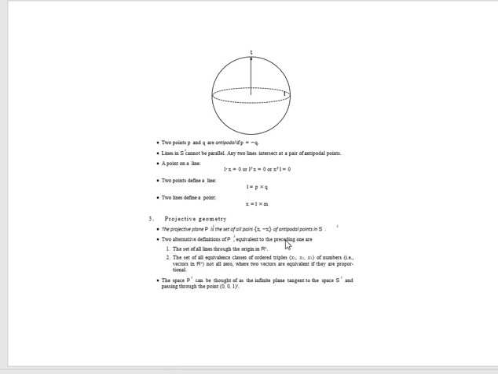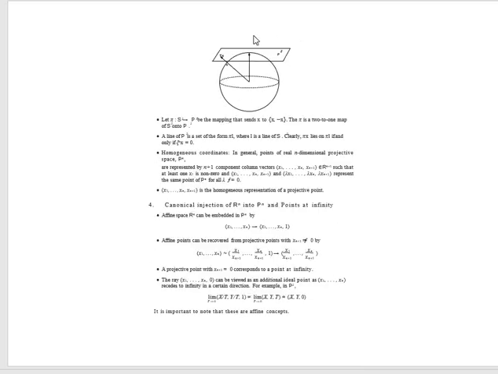The projective plane P squared is the set of all pairs x comma minus x of antipodal points in S. There are two alternative definitions. The first is the set of all lines through the origin in R cubed, as well as the set of all equivalence classes of ordered triples of numbers, not all 0, where two vectors are equivalent if they are proportional. The space can be thought of as an infinite plane tangent to the sphere and passing through the point 0, 0, 1.